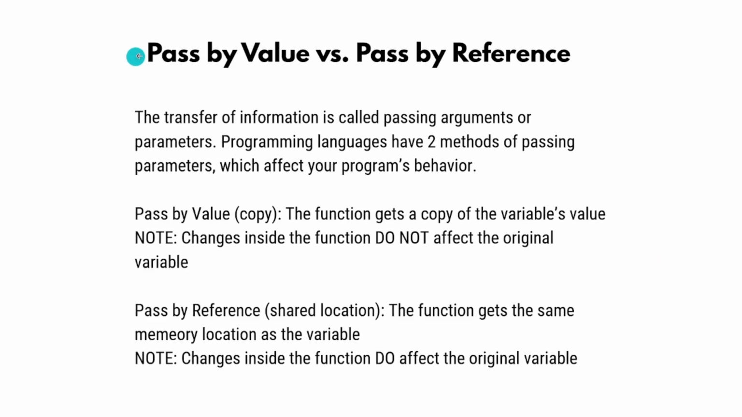Okay. Now, this is a weird concept. Pass-by value versus pass-by reference. So, this is kind of assuming that you have some basic knowledge of memory in programming. So the transfer of information is called passing arguments or parameters. Programming languages have 2 methods of passing parameters which affect your program's behavior. So it's pass by value or pass by reference.